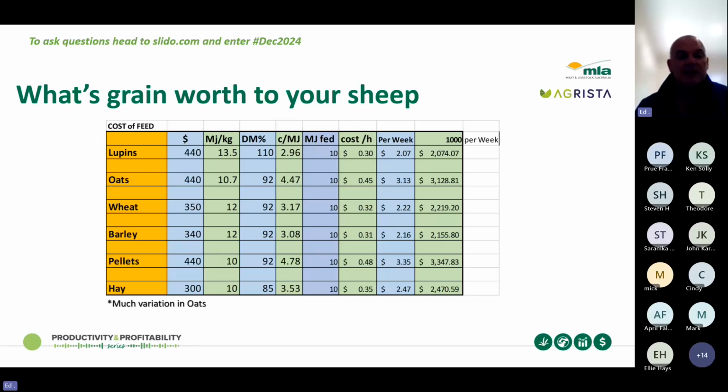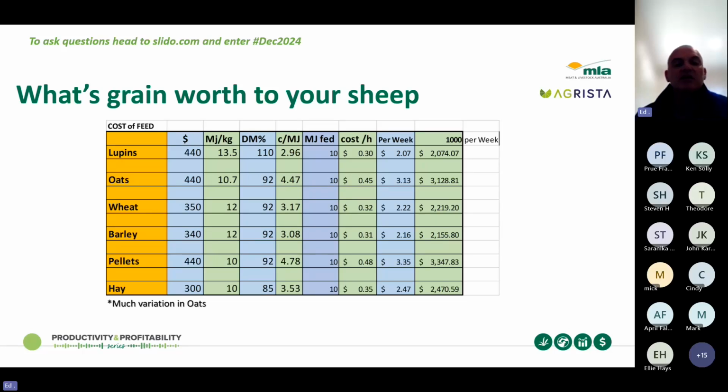And so just breaking that down, I've got a cost per head, a cost per week, and then a cost per week per 1,000 sheep. So if I look at that, because my eyes are bad, I think we're looking at 2,074, 3,124, 2,000. So you can just see the spread there.